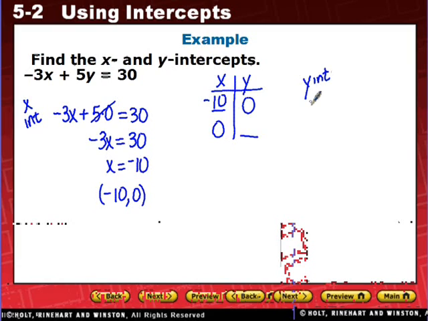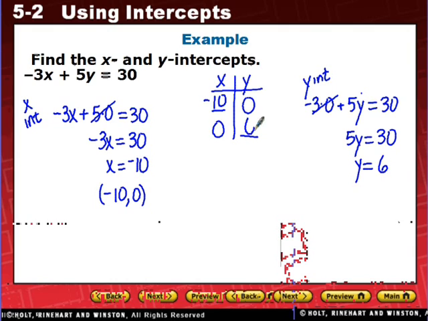Okay. Y-intercept, let's do it over here. We have negative 3 times 0, we're plugging in 0 for x, plus 5 times y equals 30. And so 5y equals 30, y equals 6. So my y-intercept would be 0, comma, 6. That's all there is to it in terms of figuring out what they are.